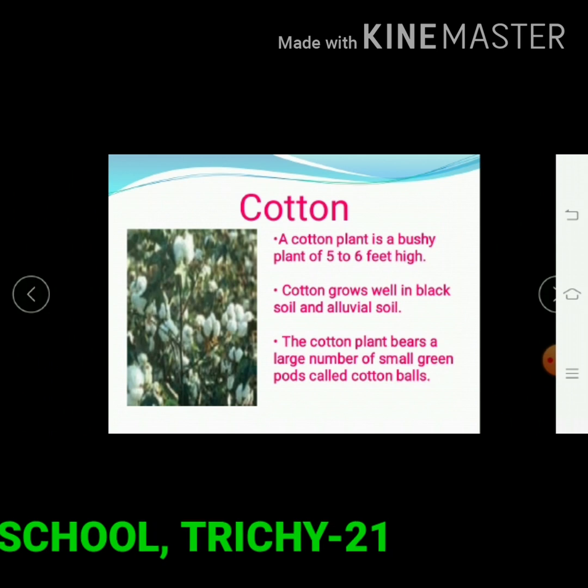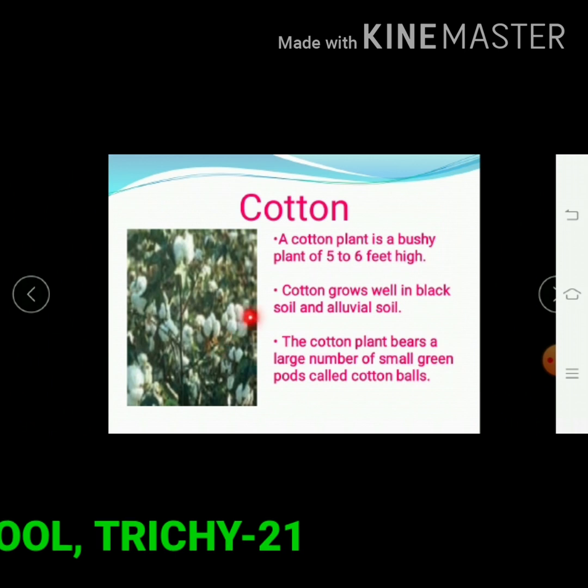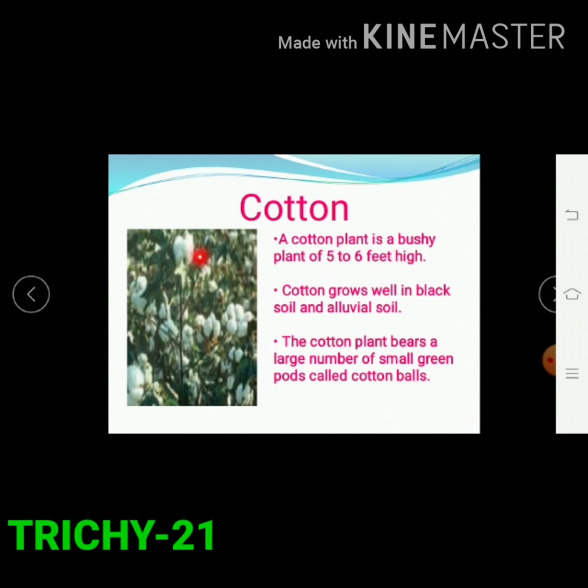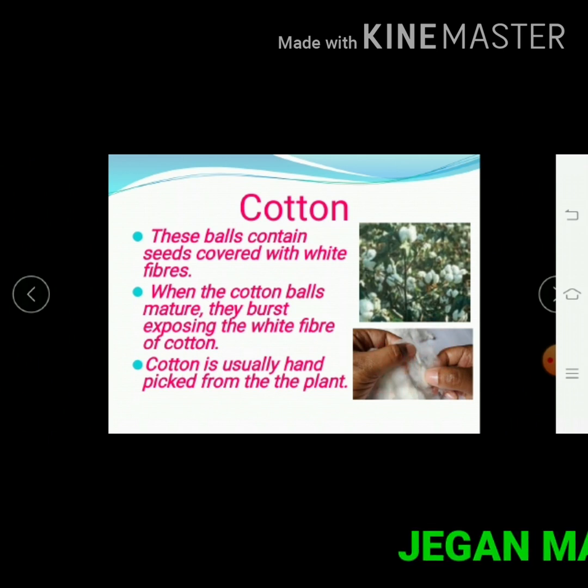The cotton plant gives a large number of small green pods called cotton balls. These balls contain seeds covered with white fibers. So each cotton ball contains seeds, and this is a seed, covered with white fibers.